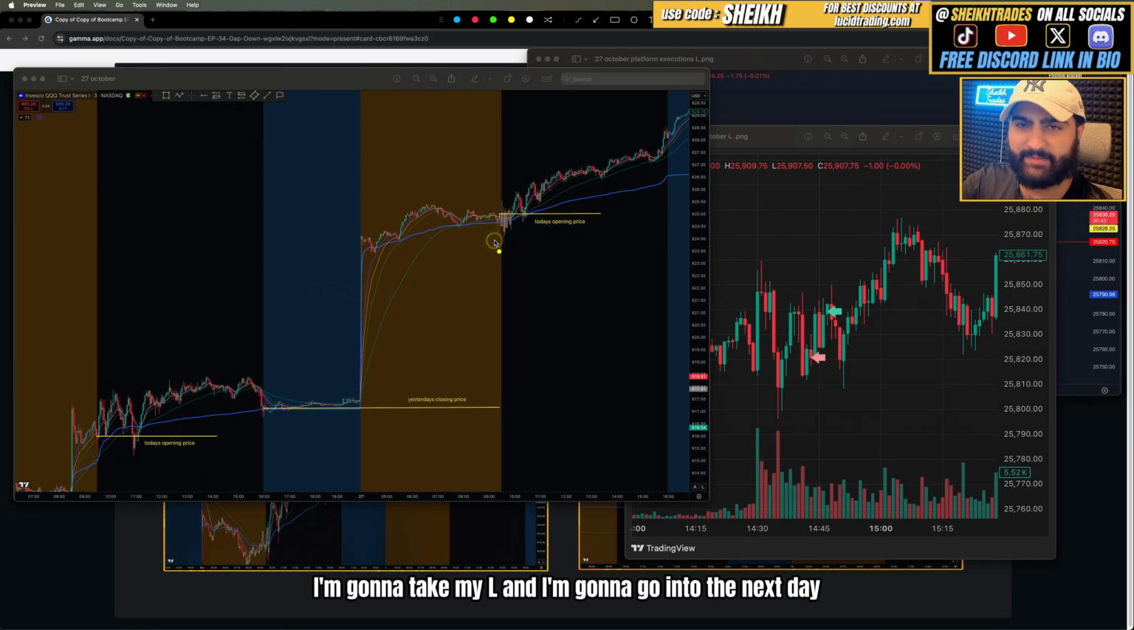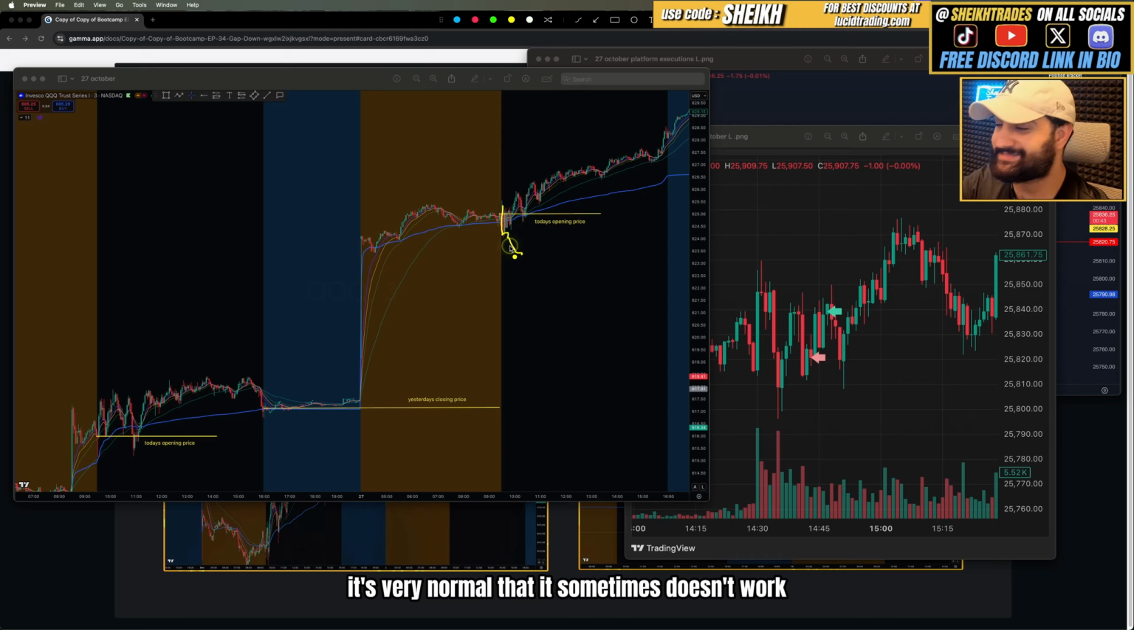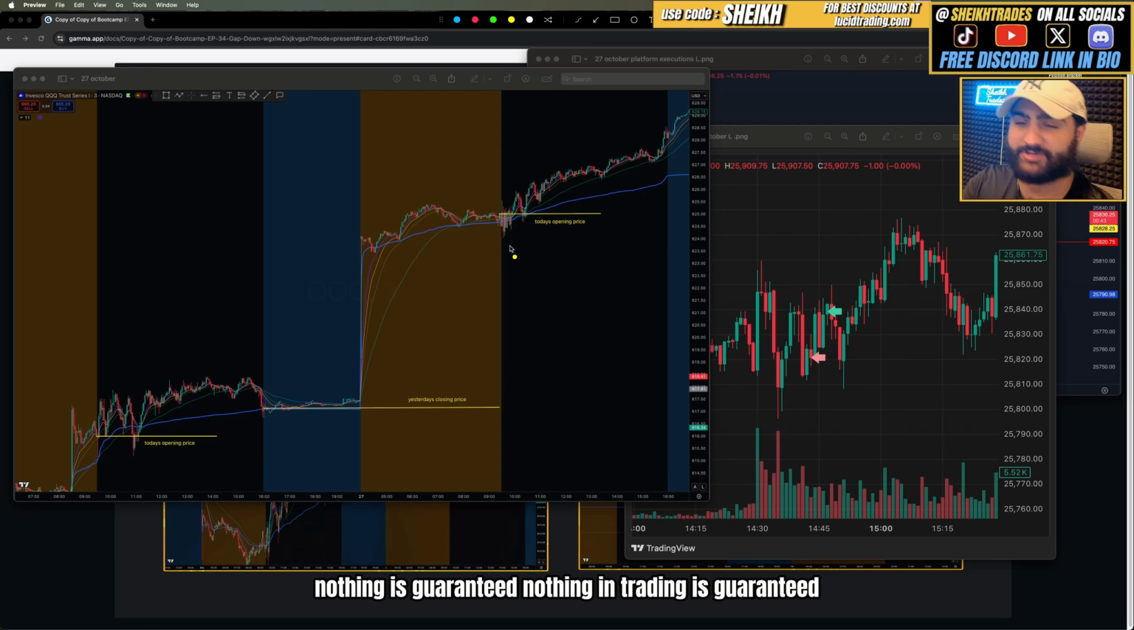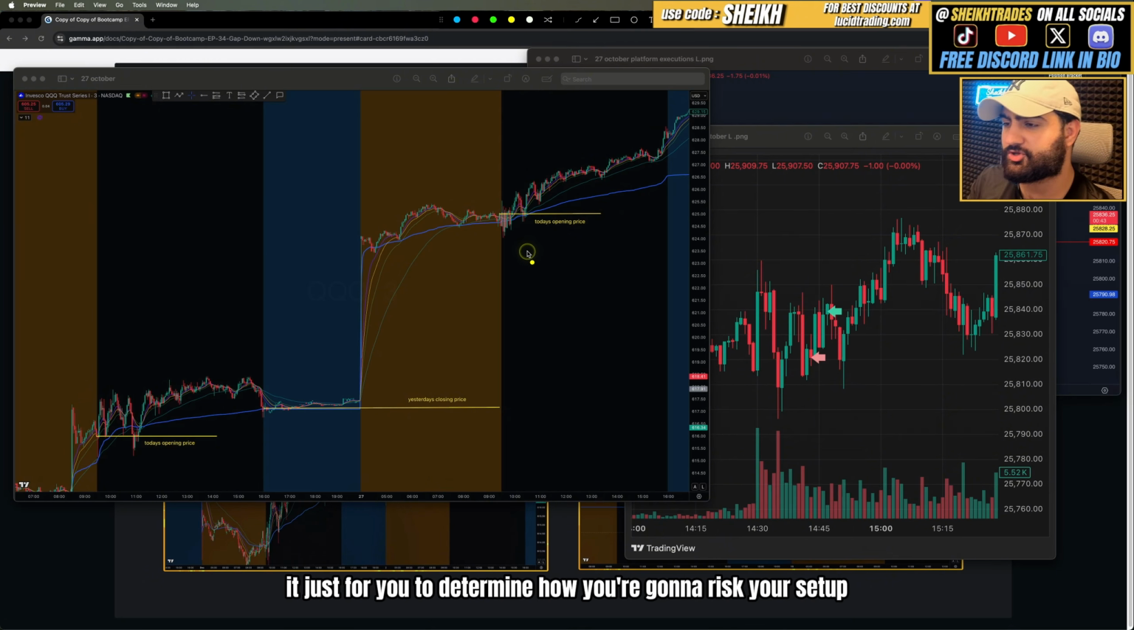As you can see, yes, this was a nice pop and drop setup. It's very normal that it sometimes doesn't work. And this is where risk management comes into play. Nothing is guaranteed. Nothing in trading is guaranteed. So it's very normal that this setup doesn't work. It's just for you to determine how you're going to risk your setup, how you're going to determine your risk for every trade, and how you're going to play it.